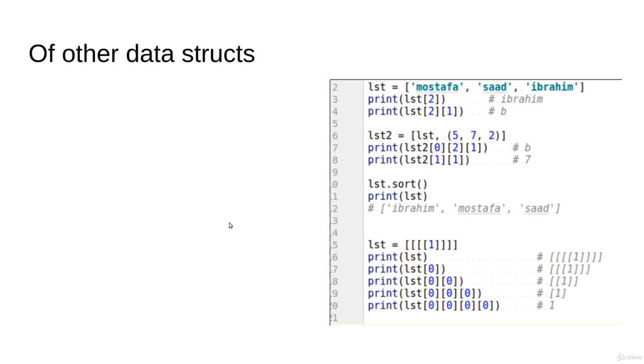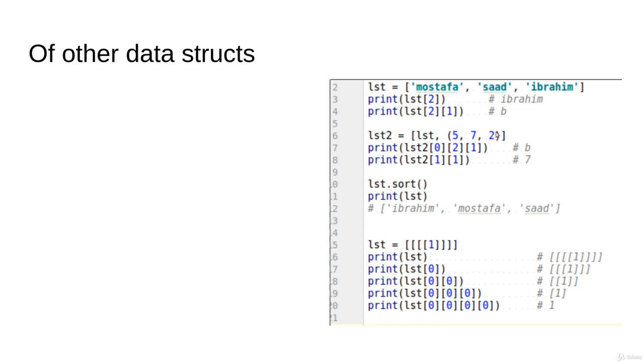I hope that you now have the intuition that we can put a lot of things inside the list. For example, I can put a list of strings here. If you try to print list of 2, it will be the word Ibrahim. But list of 2 and 1: list of 2 is Ibrahim, Ibrahim of 1 is B. In a similar way, I can have a list of lists and tuples. Observe here, I'm saying now list 2 of 0, which is this list. Of 2 of 1. Of 2 is Ibrahim, of 1 is the letter B.